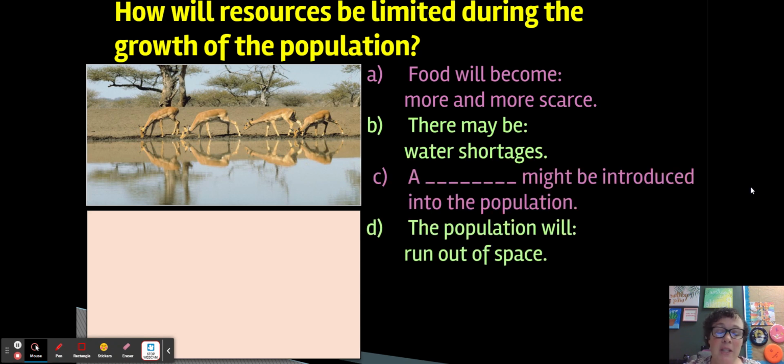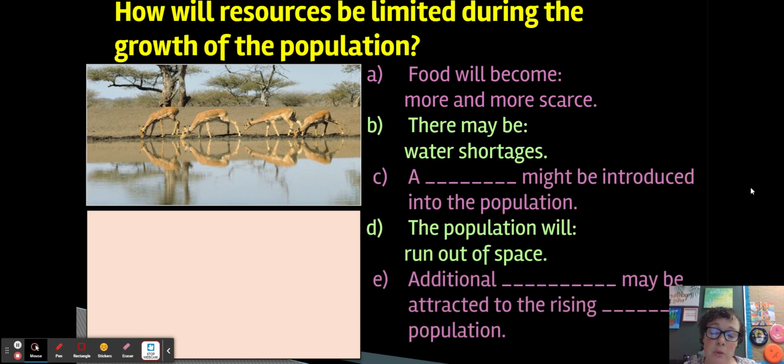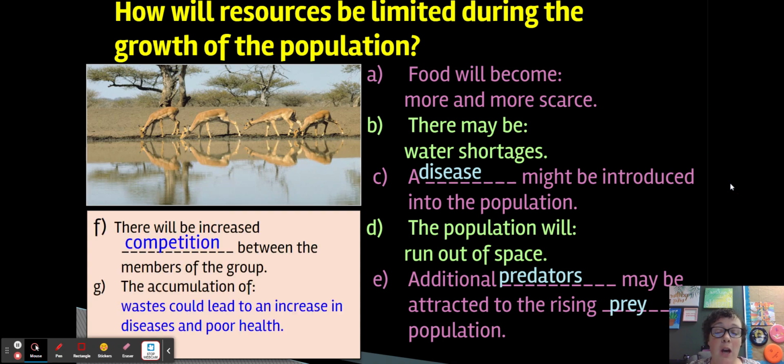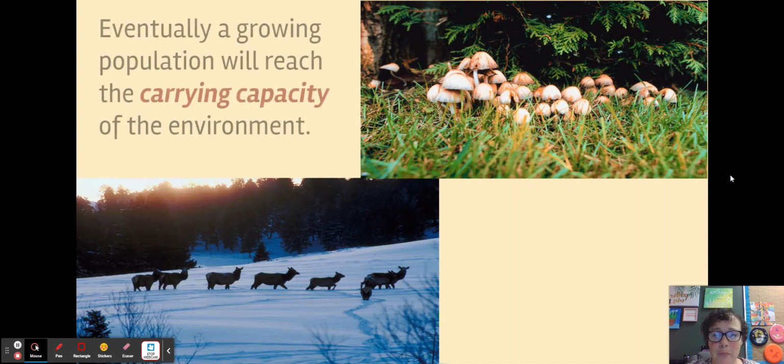So what happens that stops exponential growth, leading to the next type of growth we're going to talk about? Food resources becoming scarce, water sources, diseases being introduced, the population running out of space in order to grow, maybe additional predators being attracted to the fact that there's more prey. There could be competition between the organisms within the population, or competition with other species that already live there and use the same resources.